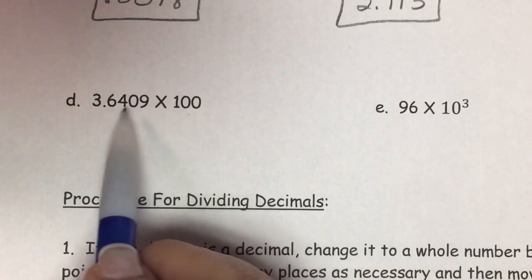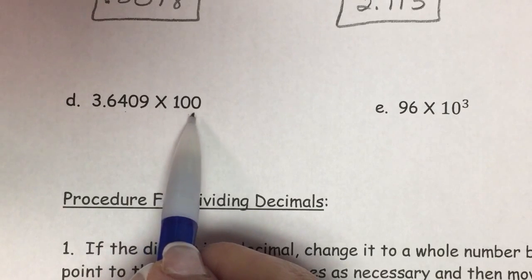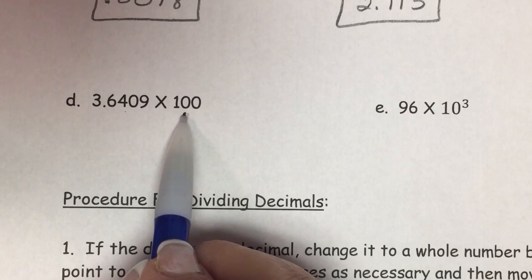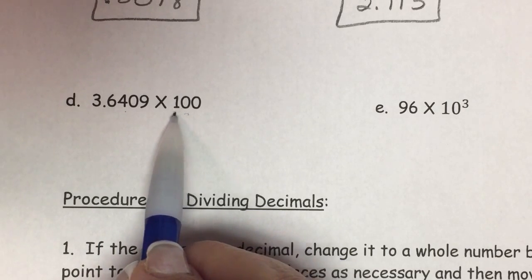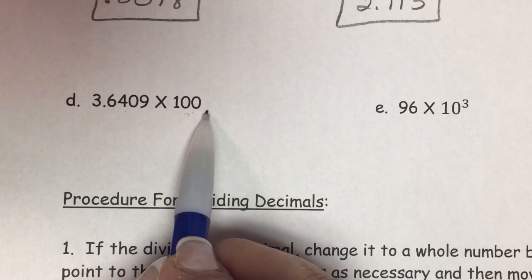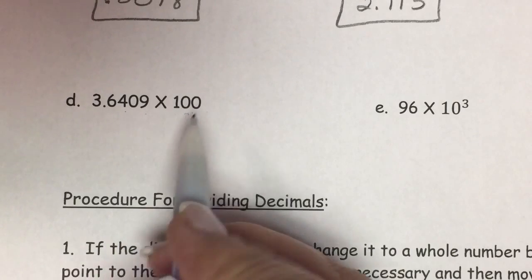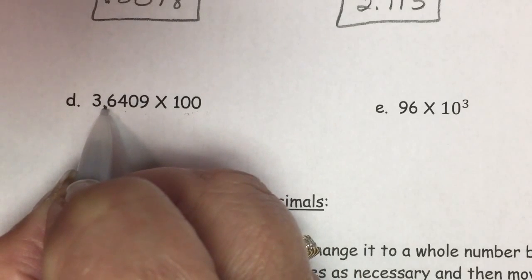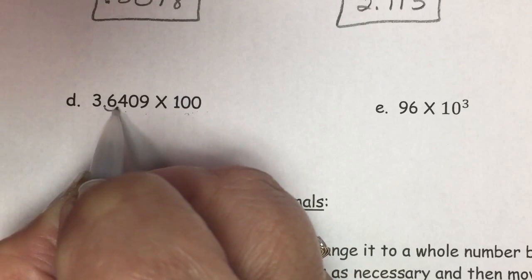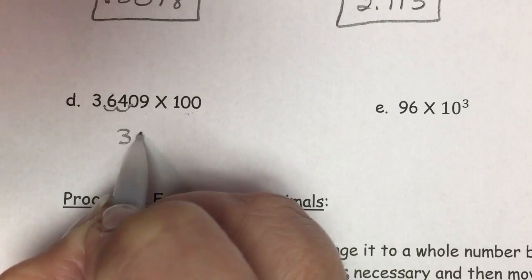So you can multiply these numbers just as the way we did A, B, and C. But if you're multiplying by a power of 10, which 100 is 10 to the second power, there's a shortcut. All you have to do is move your decimal. If you're multiplying by 100, you simply take the decimal and move it over 2 places to the right.